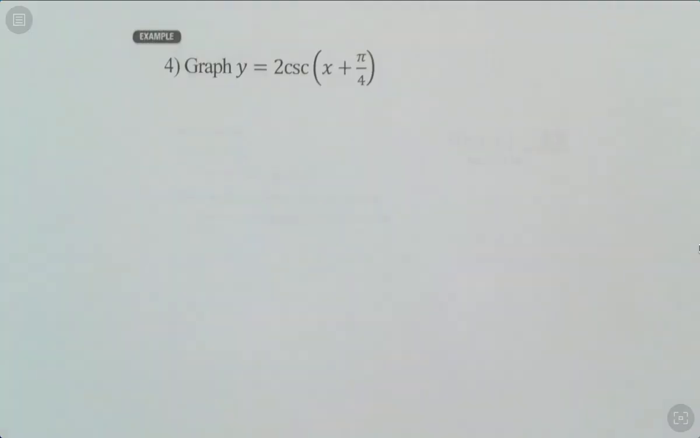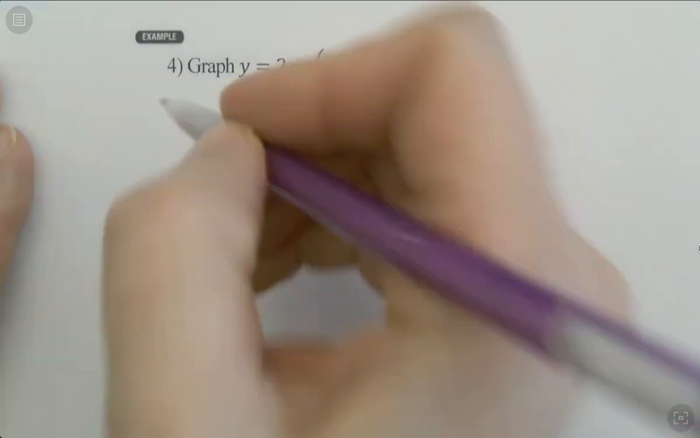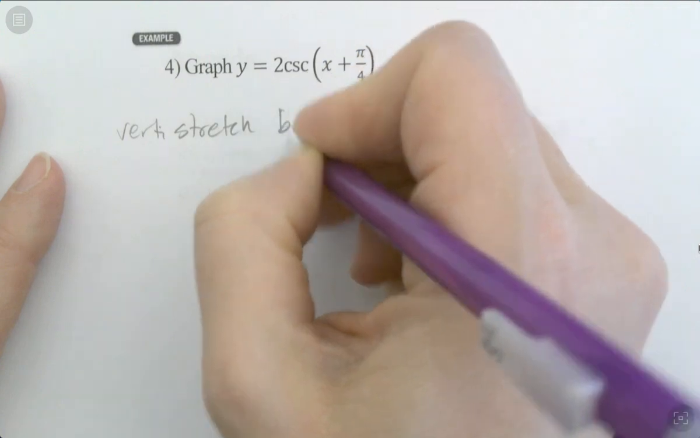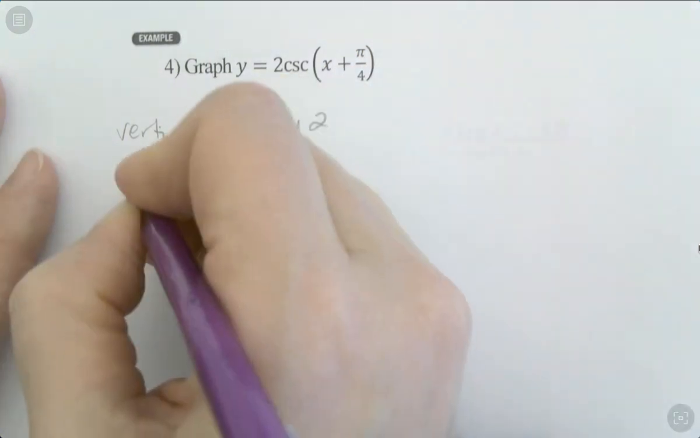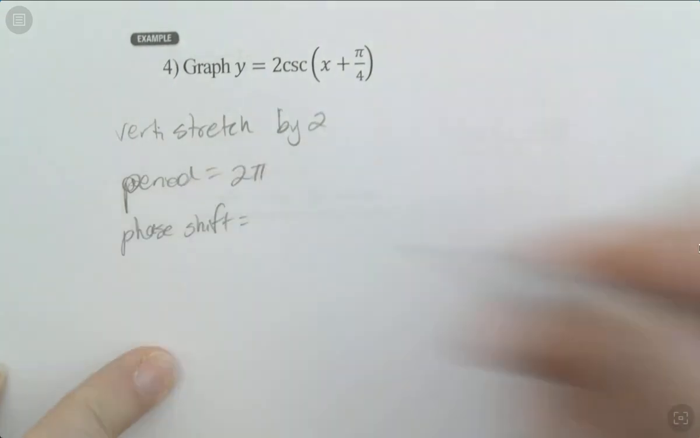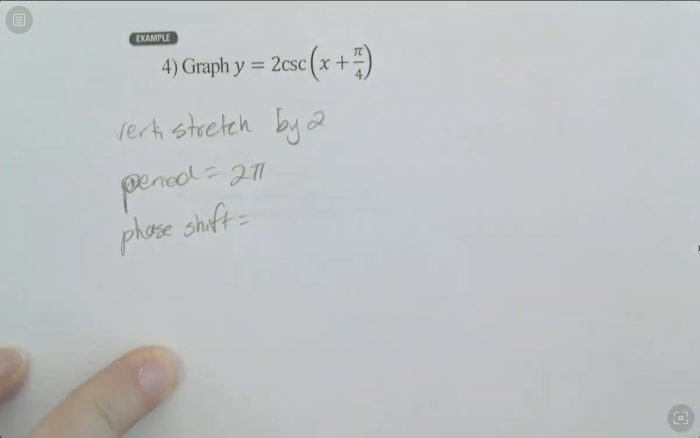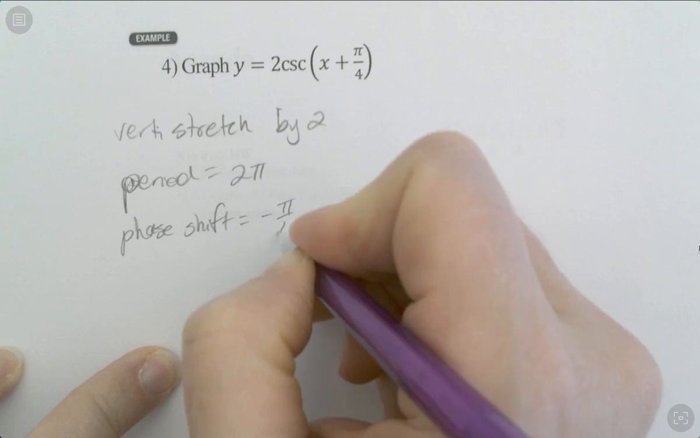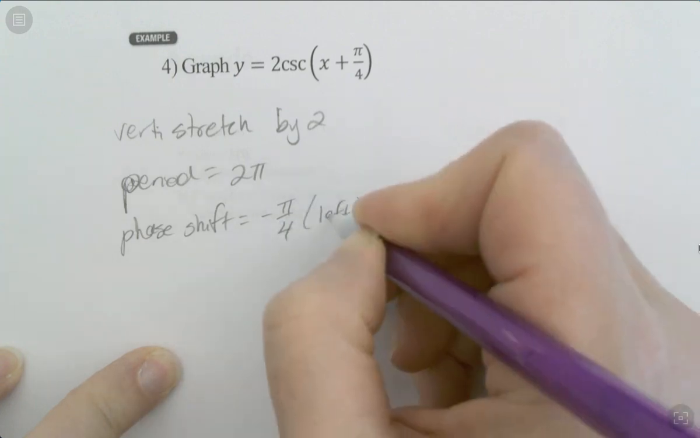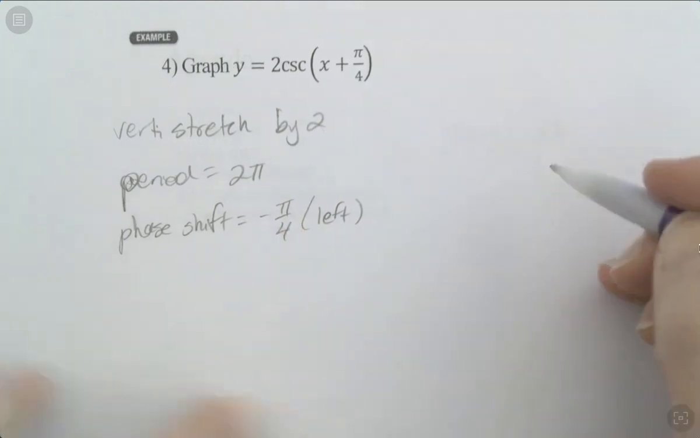2 cosecant of x plus pi over 4. All right, so we've got a vertical stretch by a factor of 2. The period is just going to be 2 pi. Phase shift, what do you got there for the phase shift? Well, which direction? Left. So you can say negative pi over 4. If you want to say to the left, you're actually being redundant, and that's fine, but you are going left. And then, of course, we don't have a vertical translation there.